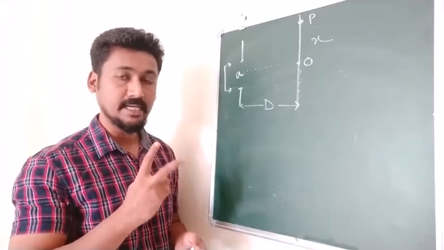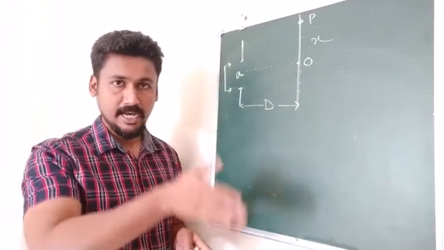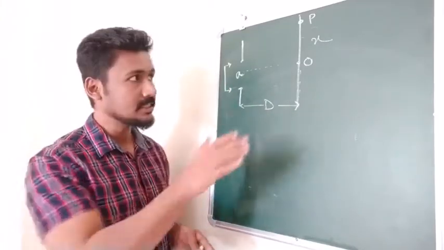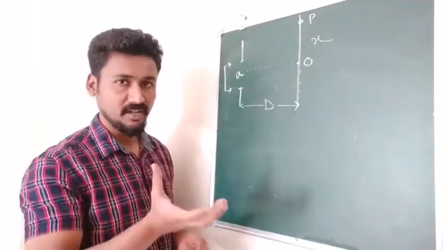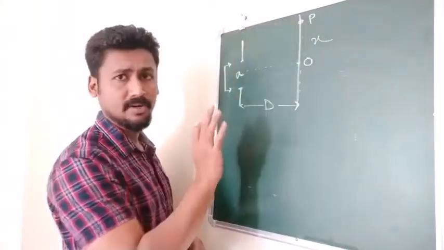When you get a Young's experiment, you are able to see fringes. Means you see alternate bright and dark fringes. Here the image looks a little bit different. We'll see how that image will look. So anyway, P is our point.